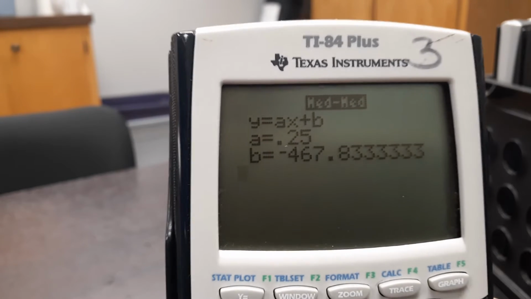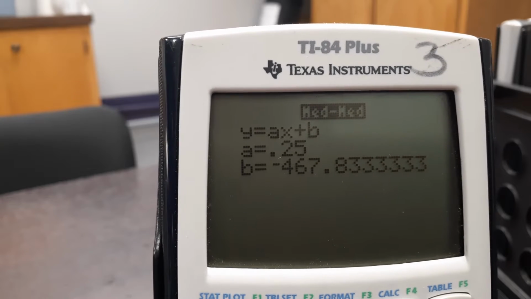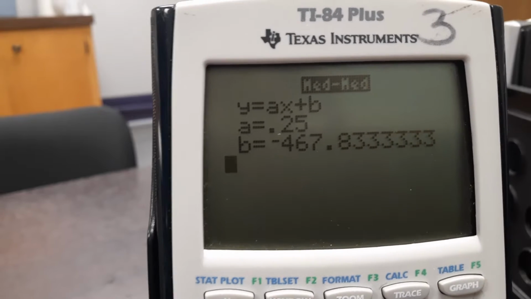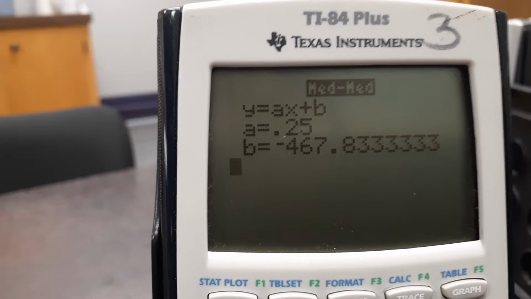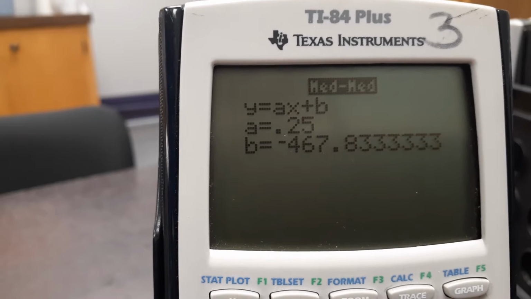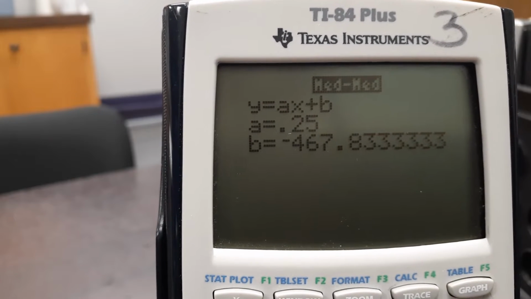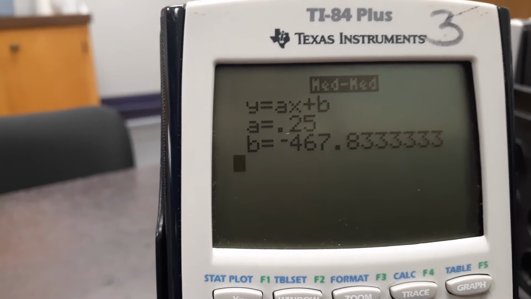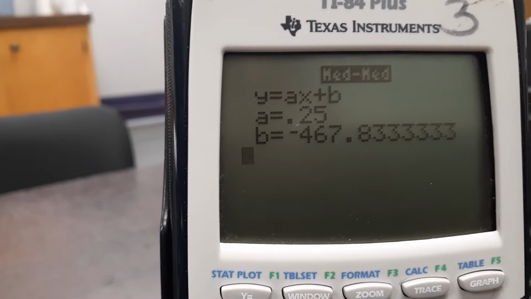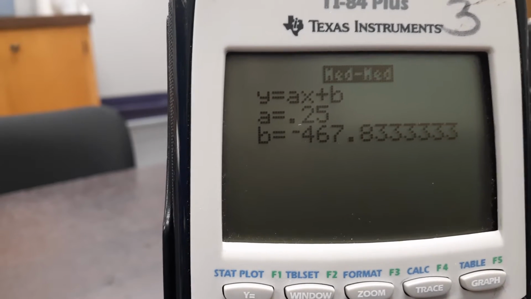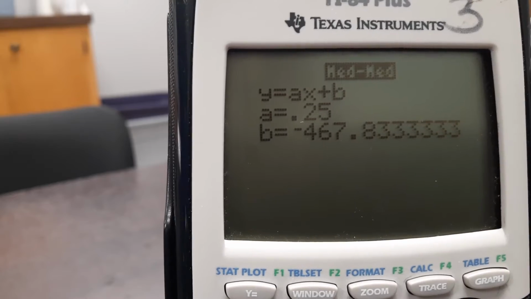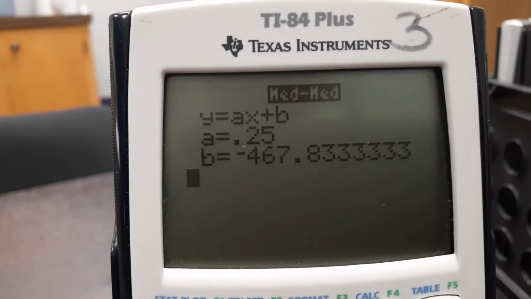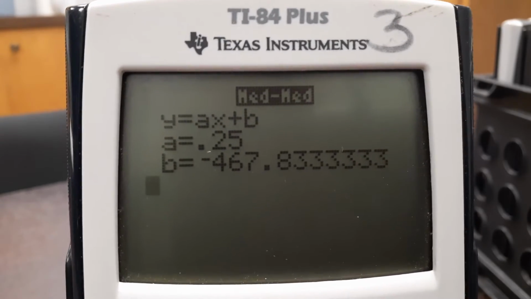and you get this. And you notice at the top, you have y equals ax plus b. It's the same as mx plus b. They just use a instead of m. So that means your slope is 0.25, and your y-intercept, the b part, is negative 467. That's for the numbers that I have on mine. Yours will be different. So the equation for this would be y equals 0.25x minus 467.8. Then you can take a picture of that. Use a phone. Don't use your Chromebook. Use a phone. Take a nice picture of it.